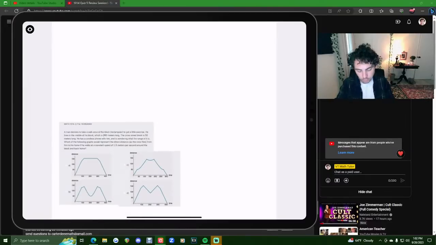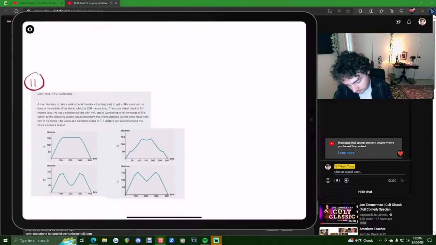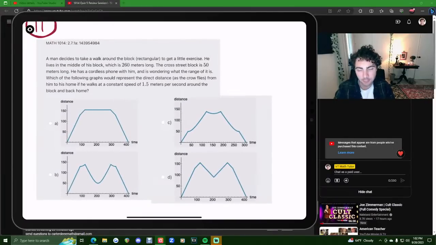All right, I think we just have 2 more here. This is number 11. Let's check it out. A man decides to walk around the block, a rectangular block, to get a little exercise. He lives in the middle of the block, which is 260 meters long. The cross street block is 50 meters long. He has a cordless phone with him, and he's wondering what the range of it is. Which of the following graphs represent the direct distance, or as the crow flies, from him to his home if he walks at a constant speed of 1.5 meters per second around the block and back home?